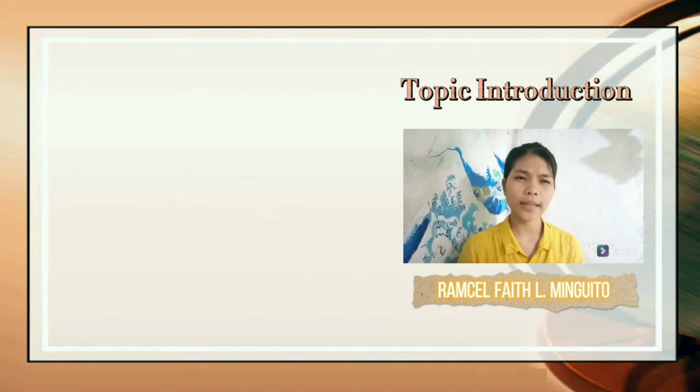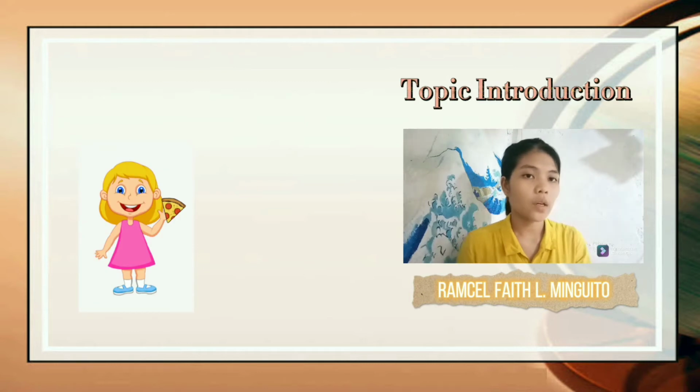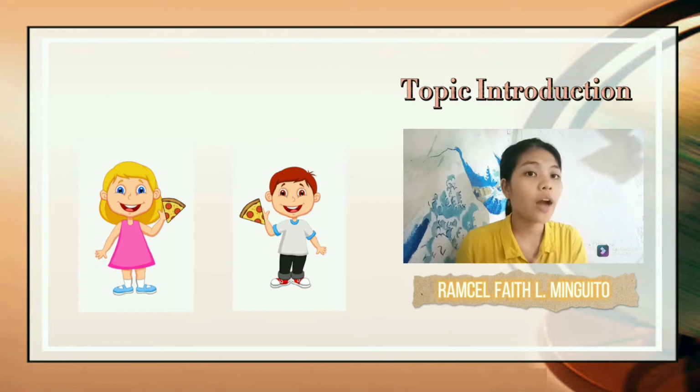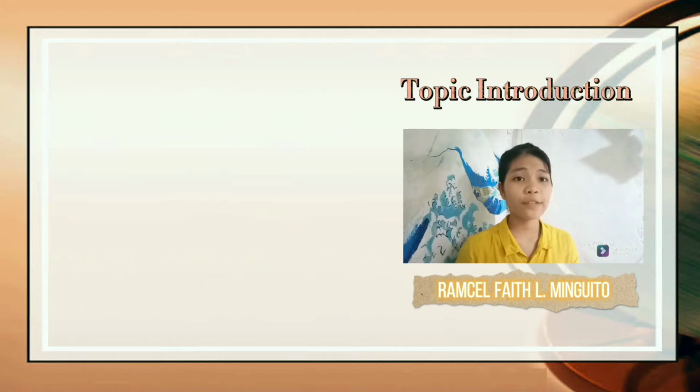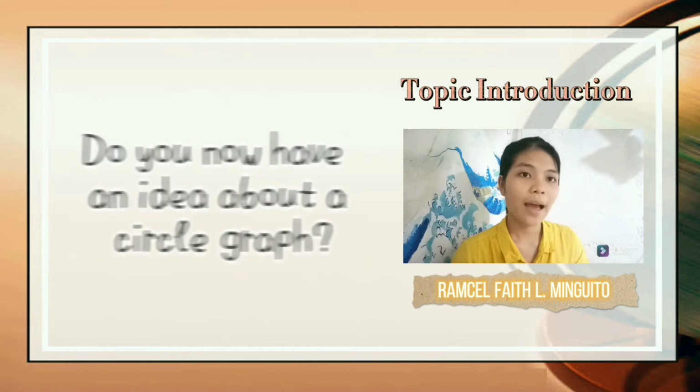But what do these slices represent? The slices of pizza and pie represents your part, and another slices of it represents a portion for your other friends. From this given situation, do you now have an idea about circle graph or pie graph? If not, let's dig deeper into the topic.